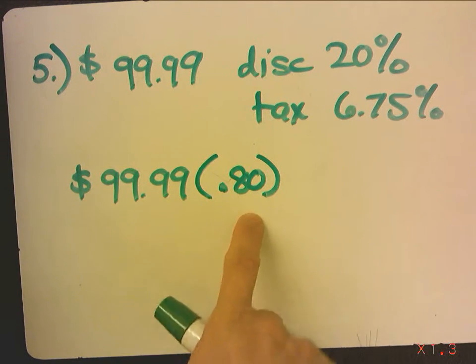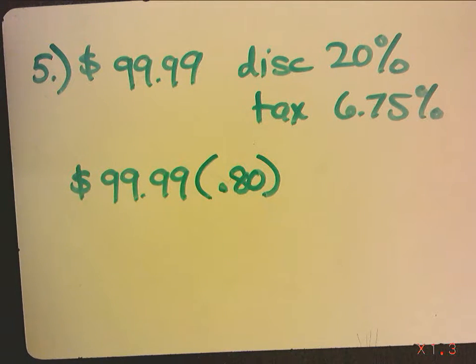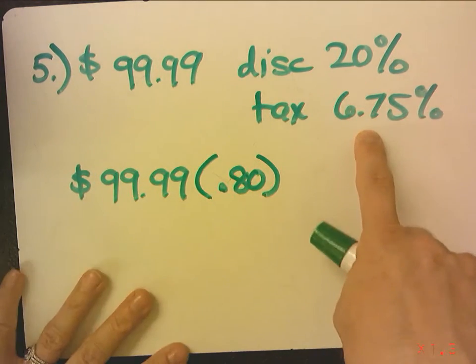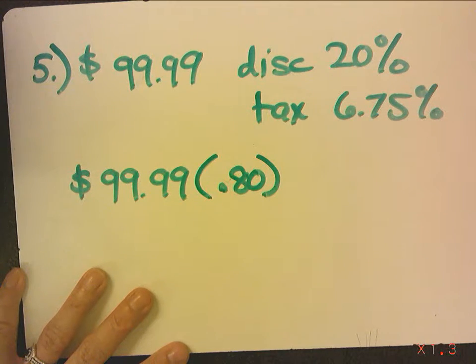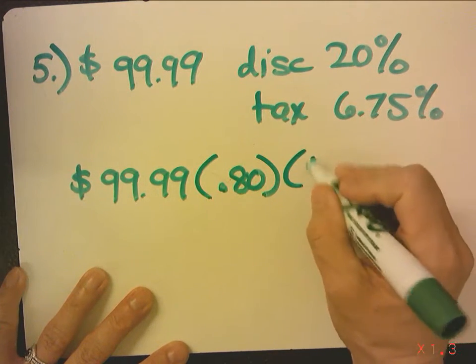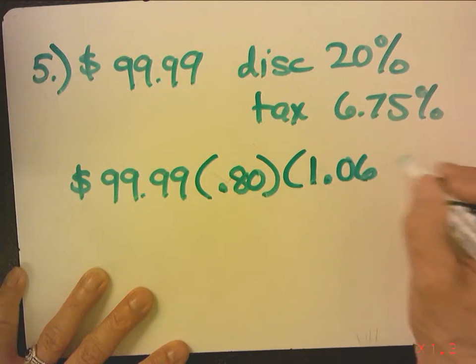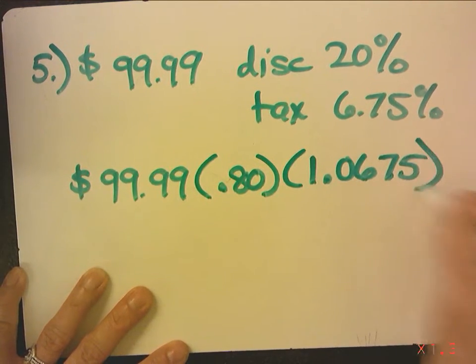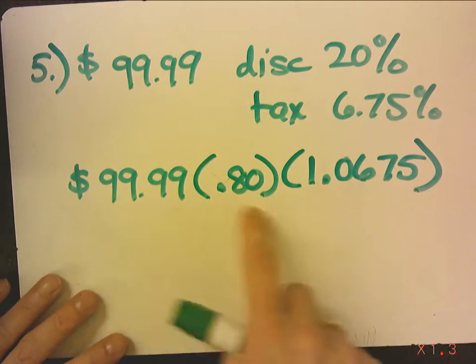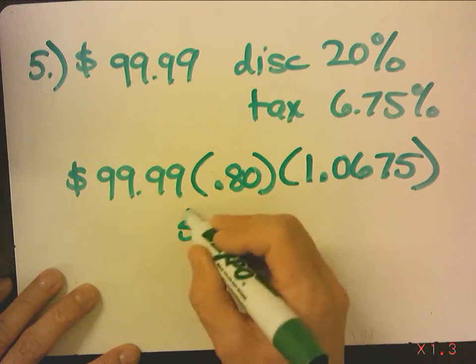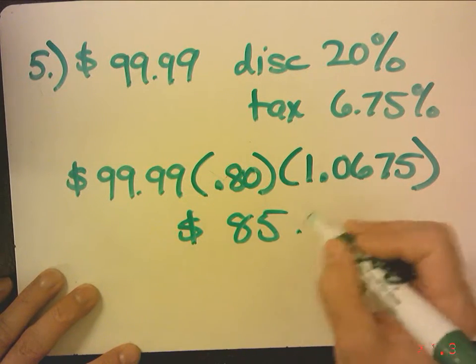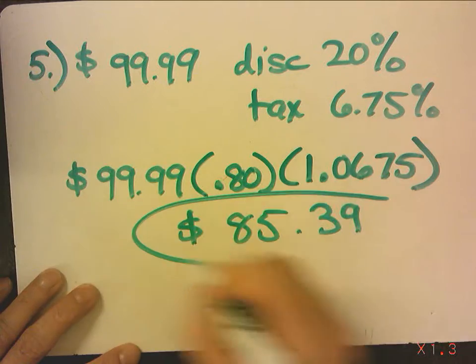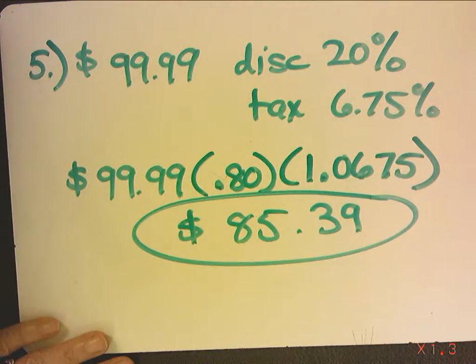This will give me my dollar discount. Once I have the dollar discount, am I paying 100% of my dollar discount? No, I'm actually paying more because I have to pay 6.75% sales tax. So I'm really paying 106.75%. So if I multiply these three numbers, I get 85.39, and that will be my total cost.